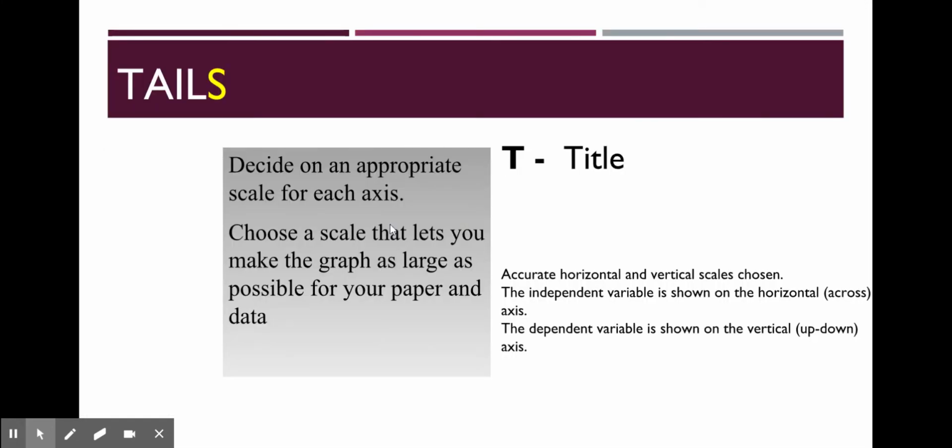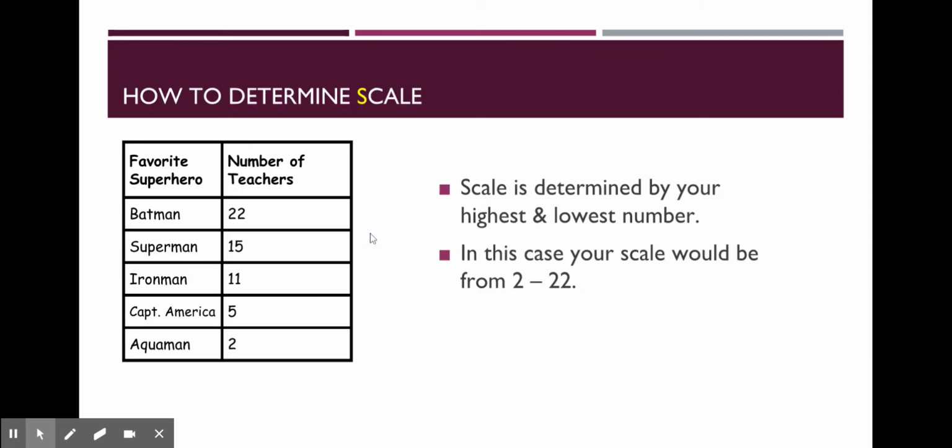The S stands for scale. And the scale is essentially how large is your graph going to go. What's your smallest number and what's your biggest number? And you usually go a couple of digits above it and below it. For example, here's how we would determine scale. If this was my data, who the favorite superhero teachers were, I would look at my lowest number and my highest number. And in this case, the scale would be from 2 to 22.